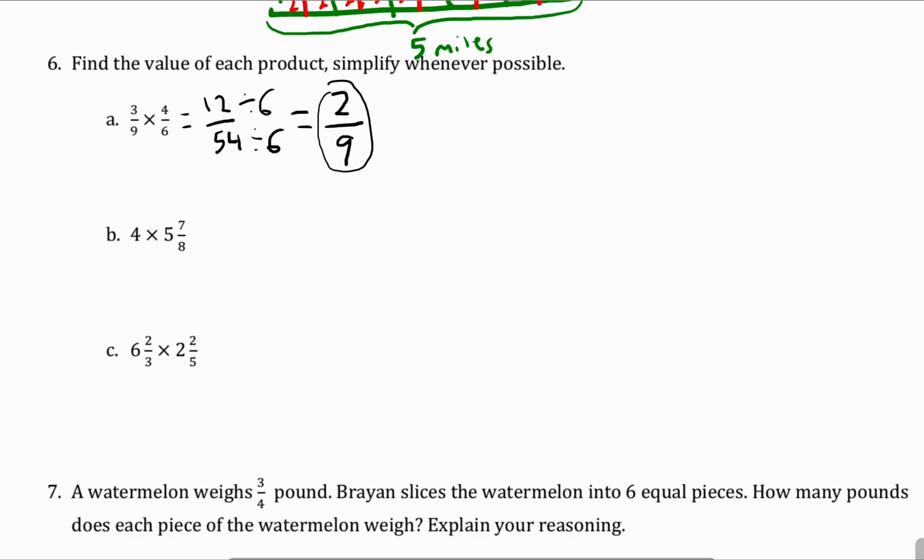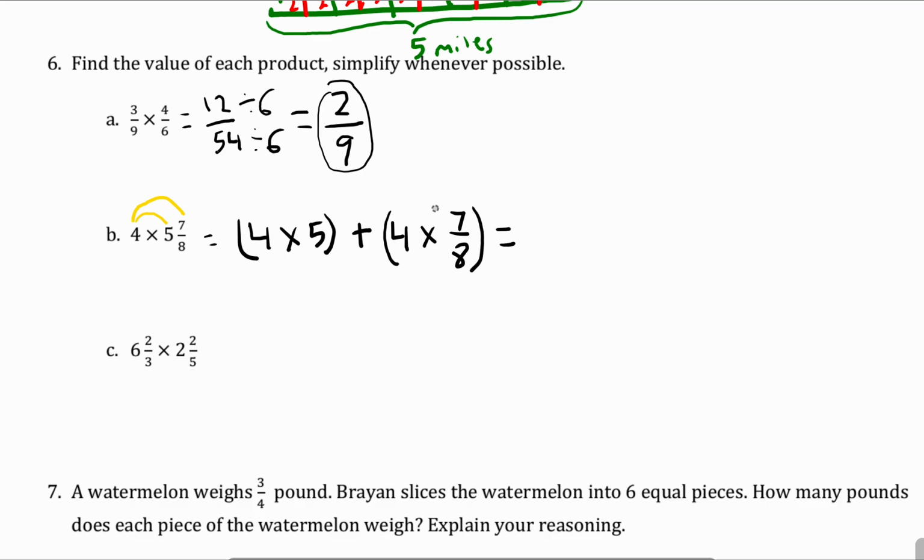So for this one now, the rule is to use the distributive property. So first you're going to do 4 times 5 plus 4 times 7/8. So you're going to go ahead and do 4 times 5. There is the 4 times 5 right here, plus the 4 times 7/8. So let's put parentheses.